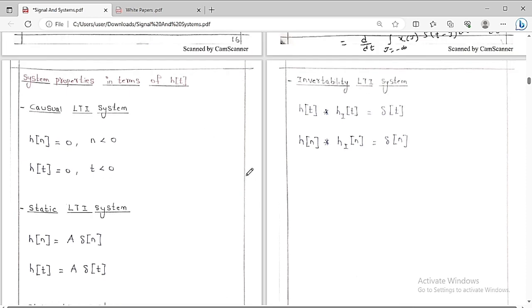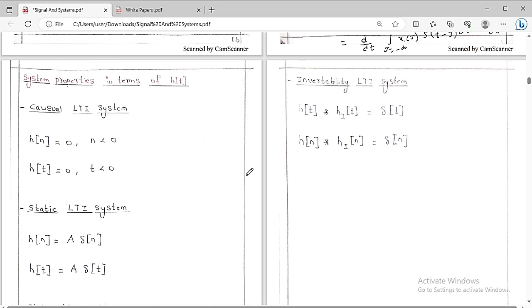Now we are going to discuss some more important things: we are going to define the system properties in terms of the impulse response h of t. Previously, for a given system, we learned about the different types of properties and discussed them in a very detailed manner. But now we are going to discuss those properties in terms of the impulse response.